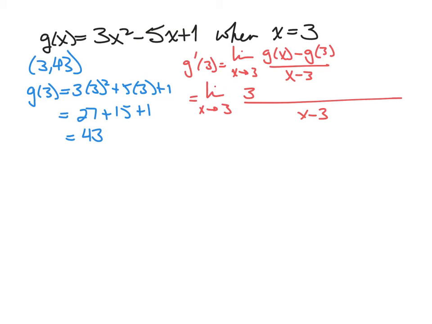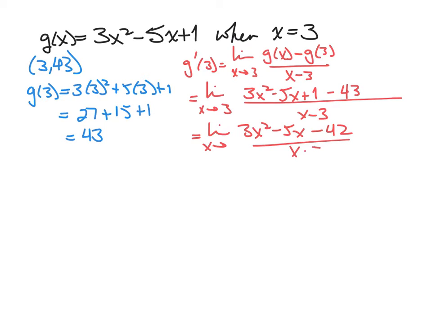G of x was 3x squared minus 5x plus 1. And we just said that g of 3 is 43. Clean that up just a little bit. 3x squared minus 5x minus 42 all over x minus 3.